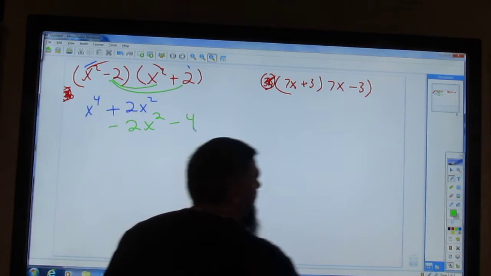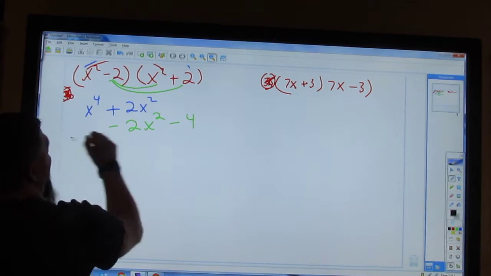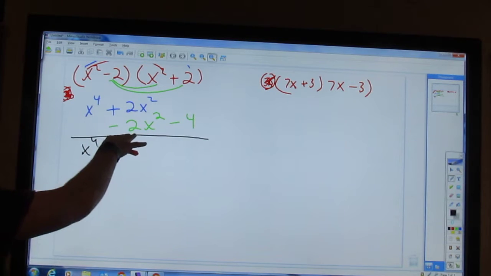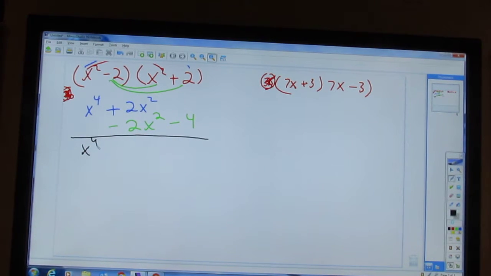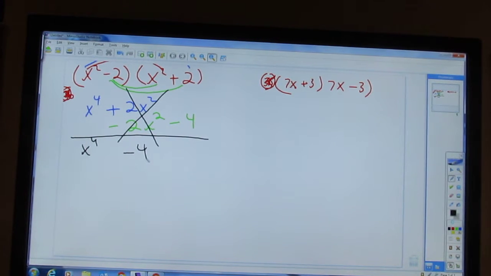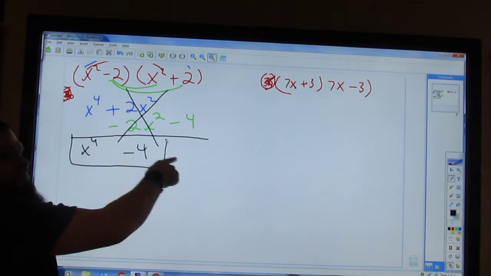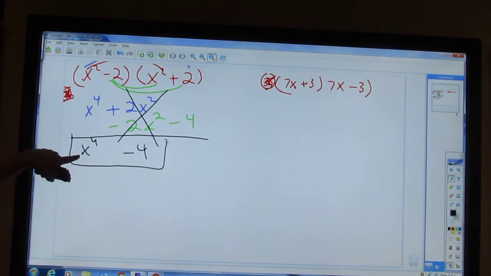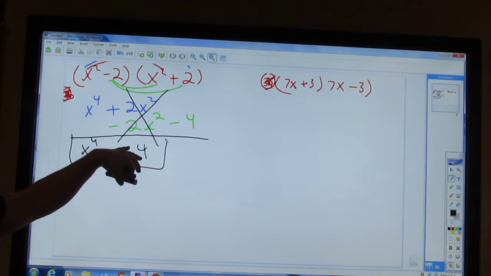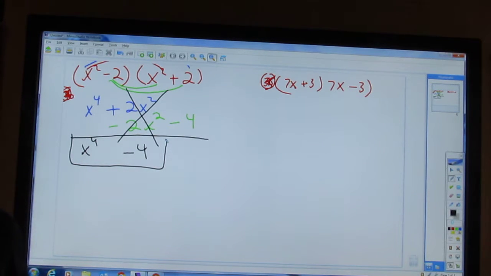Now we are going to add these two columns up, right? But the x to the 4th doesn't go with anything, so it's x to the 4th. What is negative 2 plus positive 2? 0. So those cancel. We're used to that, remember, with the systems, right? And then we just bring this down, minus 4, right? And what this is called is difference of two squares. Think about this. Is this a square? It's the square of x squared, right? Is this a square? It's 2 squared, right? 4 is 2 squared, right?